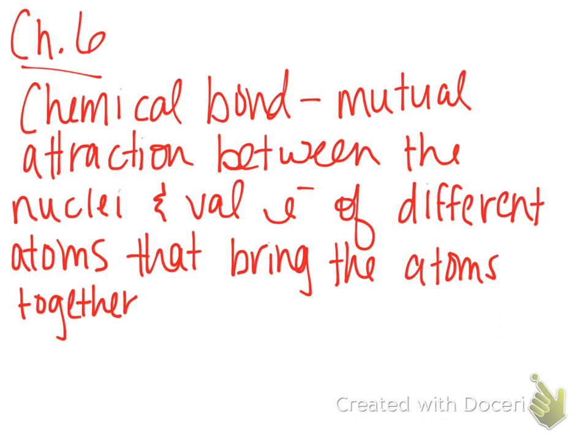What in the nucleus would be attracting the valence electrons? What inside the nucleus would attract valence electrons of another element? The protons, right? Protons give off a positive charge, valence electrons give off a negative charge. So when we talk about the mutual attraction, the protons are attracted to the electrons and the electrons are attracted to protons. Okay, so it works both ways.